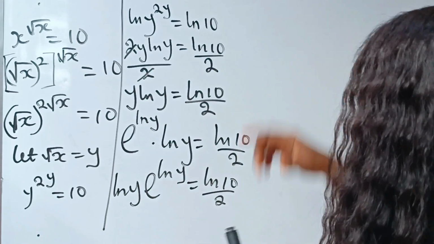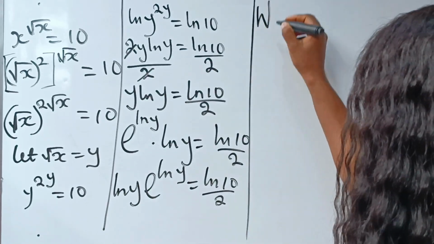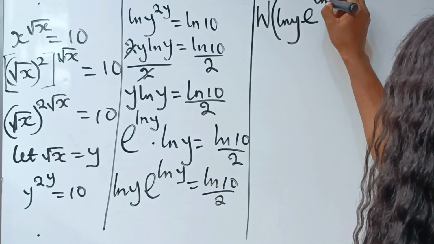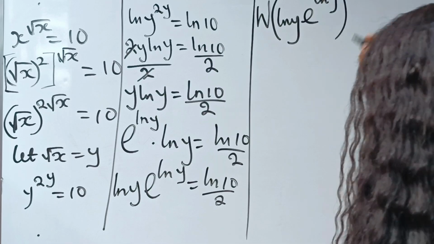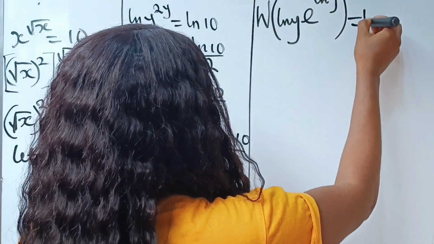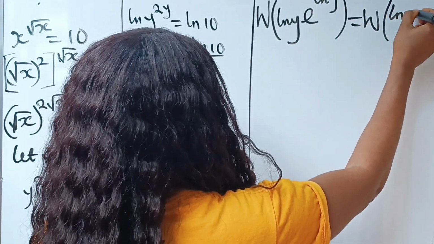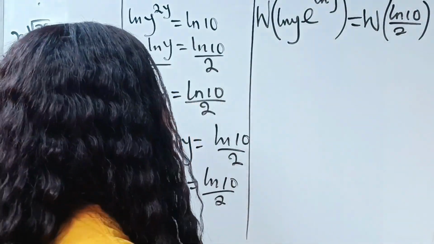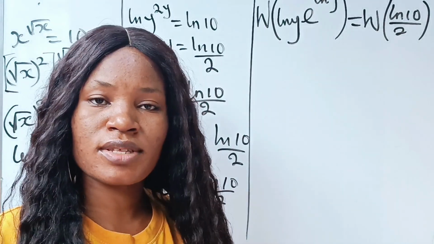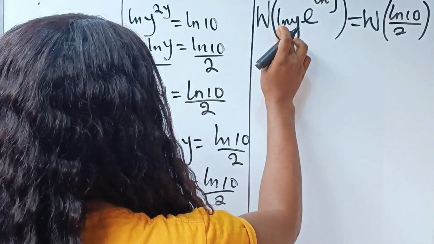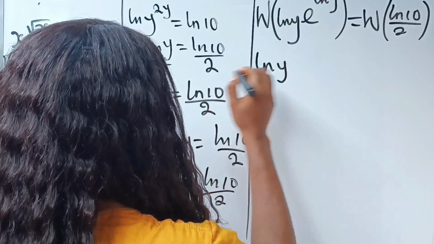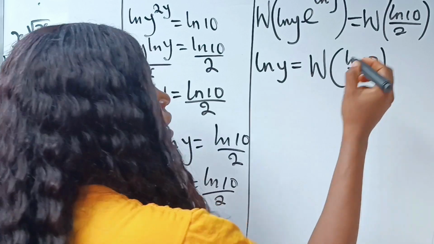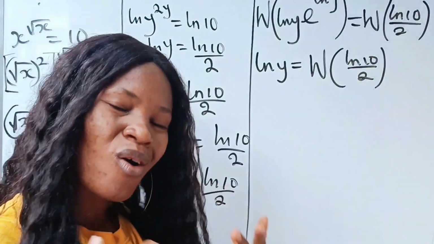So we go ahead and do that. Then we have that the Lambert W function of ln y e to the power of ln y is equal to the Lambert W function of ln 10 divided by 2. So based on what I just explained, when we apply this function, we are going to get ln y. So we have ln y is equal to the Lambert W function of ln 10 divided by 2. Now recall what I said earlier.